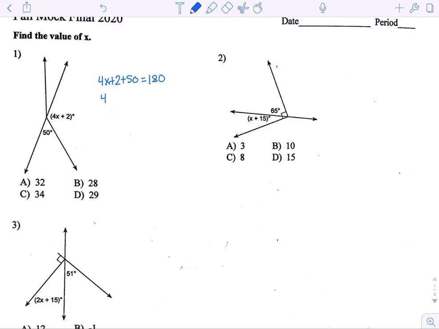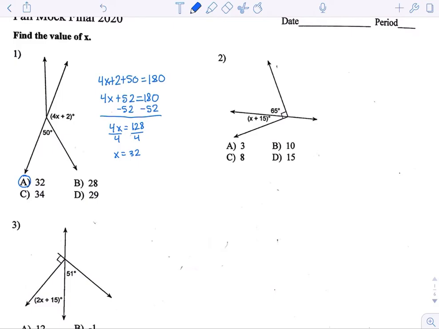So we have 4x, and the 2 and the 50 combined, so plus 52 equals 180. Subtract 52 from both sides. You are going to get 4x is equal to 128. Divide both sides by 4, and x is going to equal 32. So your answer for number 1 is A.